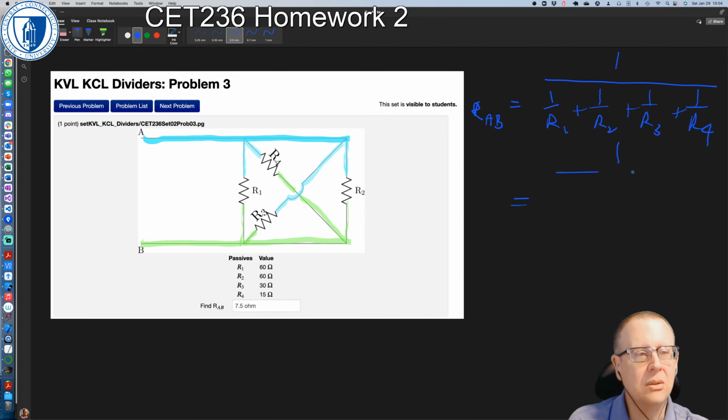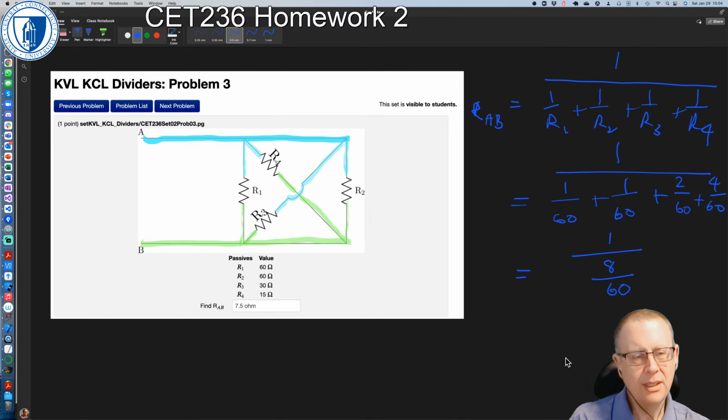right, which is equal to 1 on 60 plus 1 on 60 plus, what's that, 2 on 60 plus 4 on 60, which is 1 on, I think that is 8 on 60, and that is going to give us 60 on 8 ohms, which is equal to 7.5 ohms.